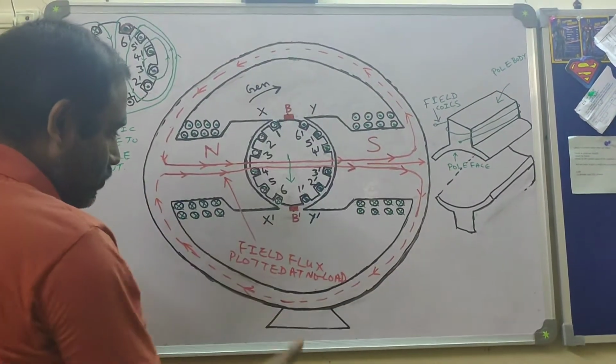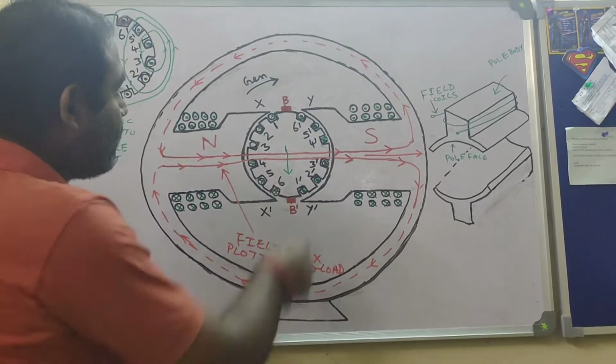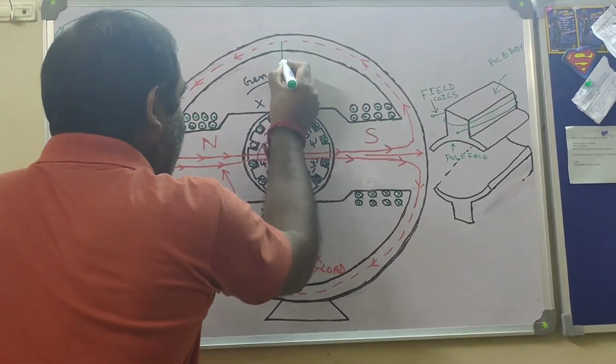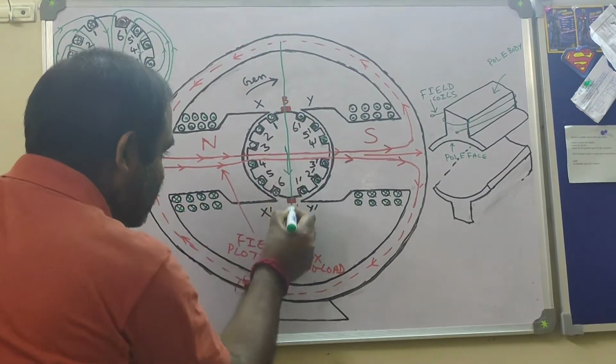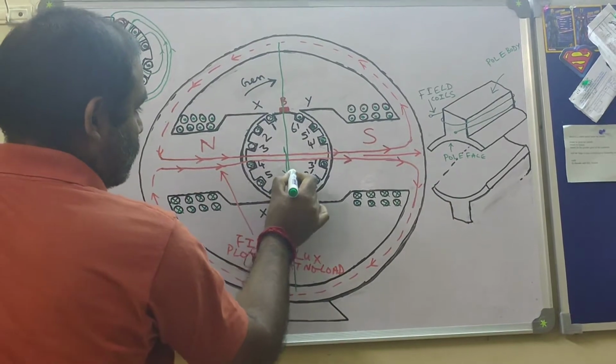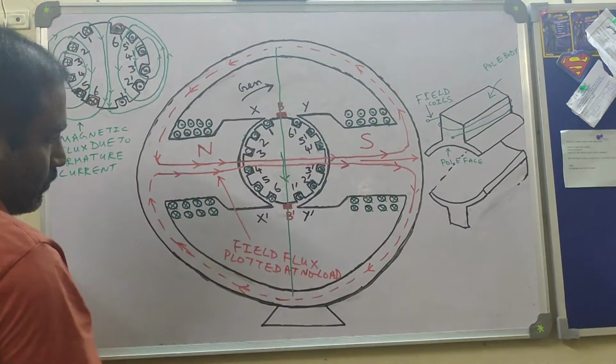Along this other axis, let me point it out, you can see air gap is maximum. So this axis is known as the interpolar axis.